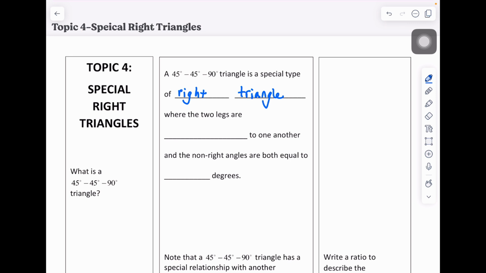The two sides that are not the hypotenuse, those are generally called the legs. Those are equal in length. And then the angles that are not a right angle are also equal to each other, which are 45 degrees. Okay, so we have two angles that are 45 degrees, two sides that are equal, a 90-degree angle, and then a longer side that's called the hypotenuse.